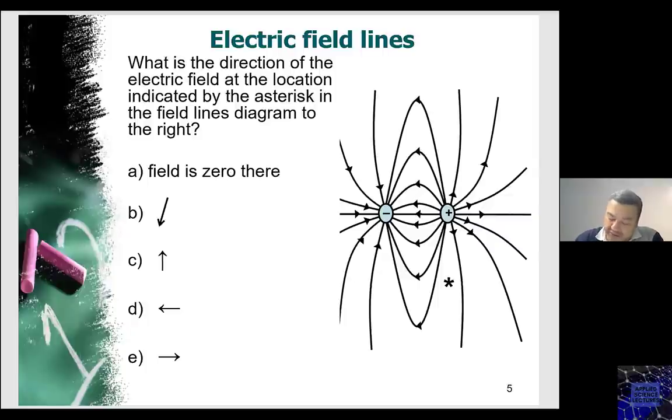Now let's move on to this question. What is the direction of the electric field at the location indicated by the asterisk in the field line diagram to the right? So here, if I draw the line following the same pattern of what I am seeing here, then the tangential component on this line at this location tells me that the direction should be in this direction, south toward the west, which means the answer is B.